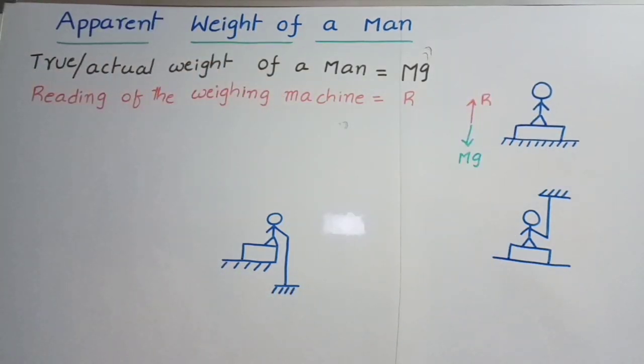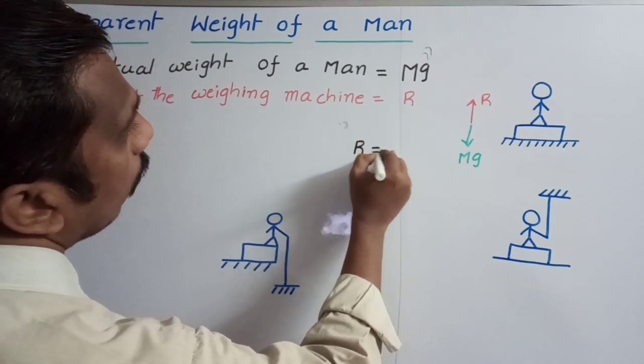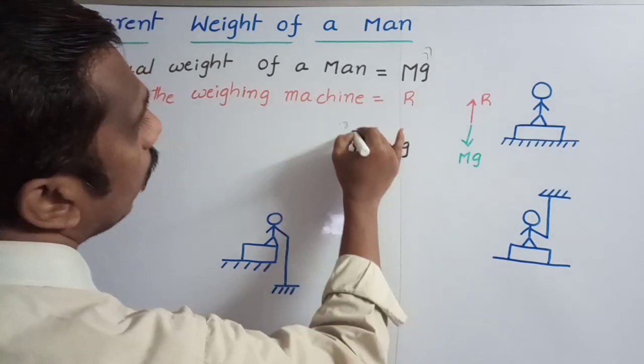Here, the man is at rest. Net force acting on him is equal to 0. That's why this reaction force R is equal to the weight of the person. In this case, his true weight is equal to the reading in the machine.